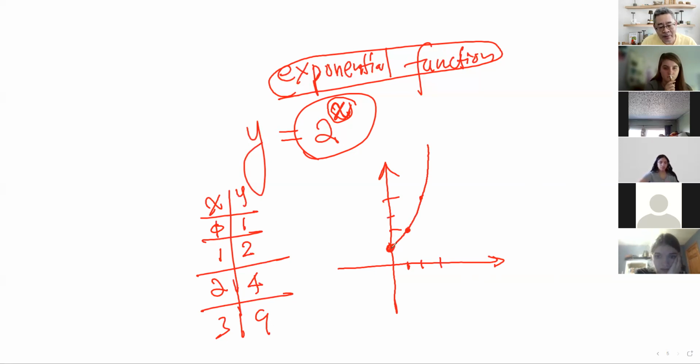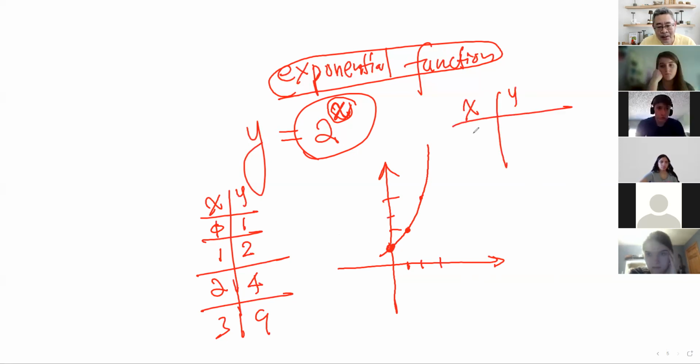Then what happens if you go to the negative side? Well, same thing, x and y. If x is -1, what is our y?